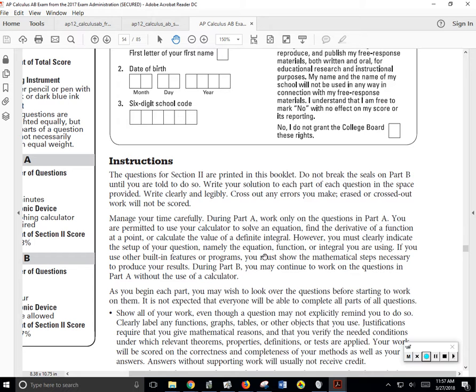Then here, use other built-in features. You must show the mathematical steps necessary to produce your results.